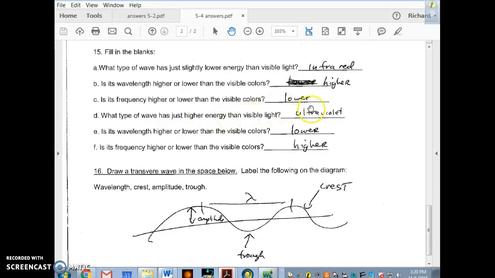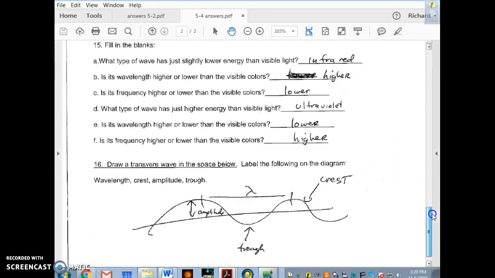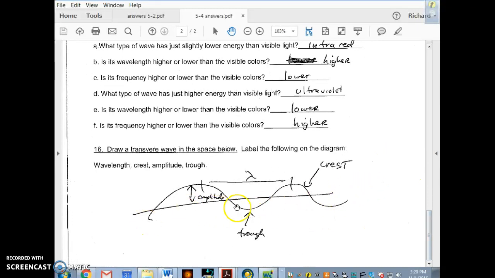Then above visible is ultraviolet. That would have smaller wavelengths and higher frequency. And if you weren't here when we went over the notes, there's the wave drawn in with the parts. God, it's a terrible wave I drew. That wave actually changed wavelength, didn't it? Ugh. Yep.